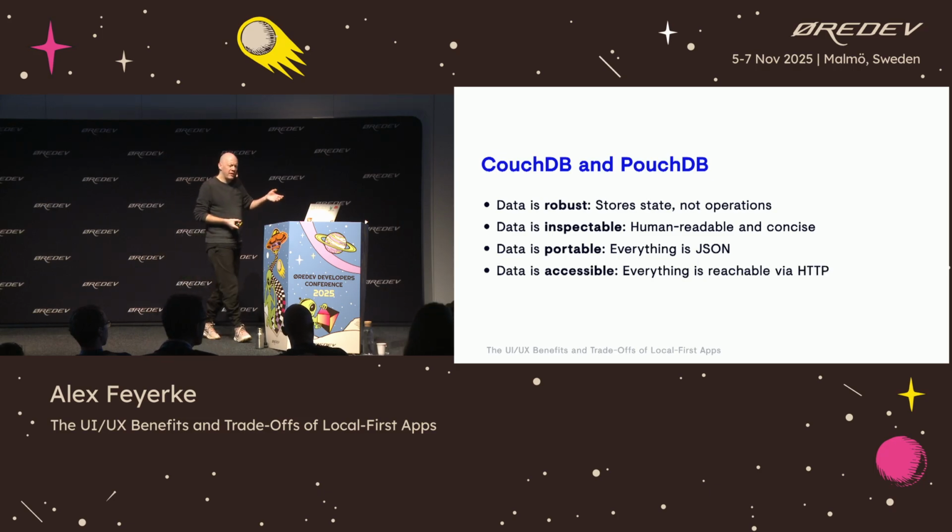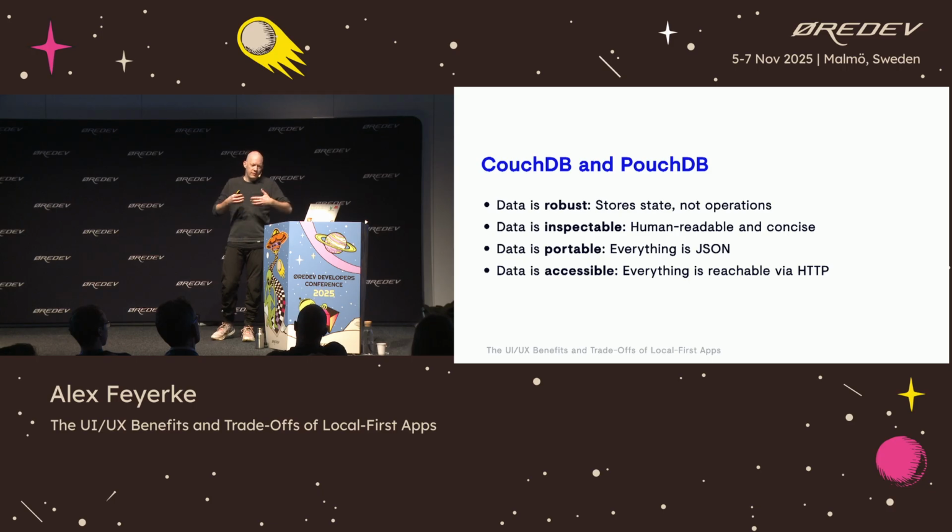CouchDB is an HTTP server. So every piece of data and every function in the database is accessible via HTTP. And since basically everything speaks JSON and HTTP nowadays, it's really good future-proofing in a way because you're not tied to any libraries or technologies or stacks.